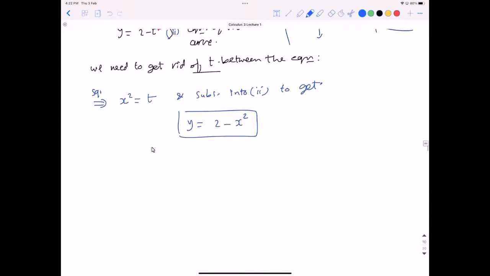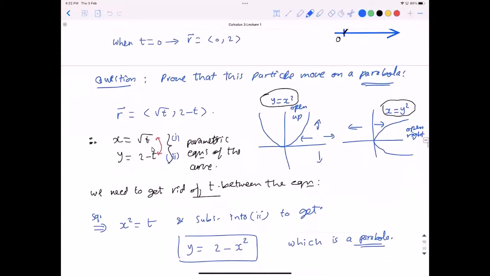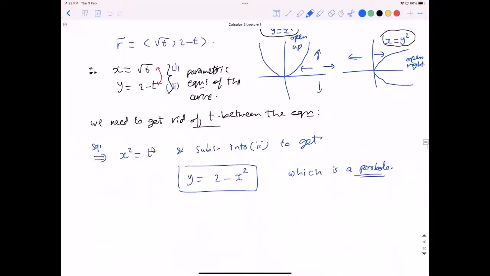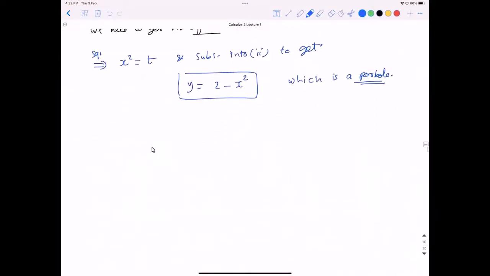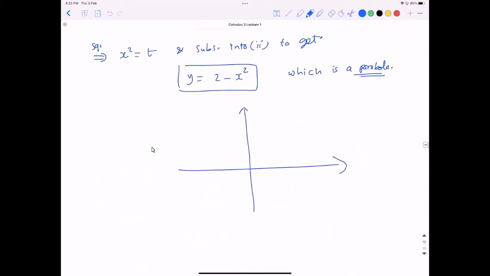Which is a parabola. But we need to draw it carefully to see how it goes. If it is y equals x squared, it is open up, as you said. If it is y equals minus x squared, it is open down. Negative x squared is open down and added 2 shifts it up. So when x equals 0, y equals 2. When x equals 1, y equals 1 as well. So it's 1, 1. Here 0, 2.